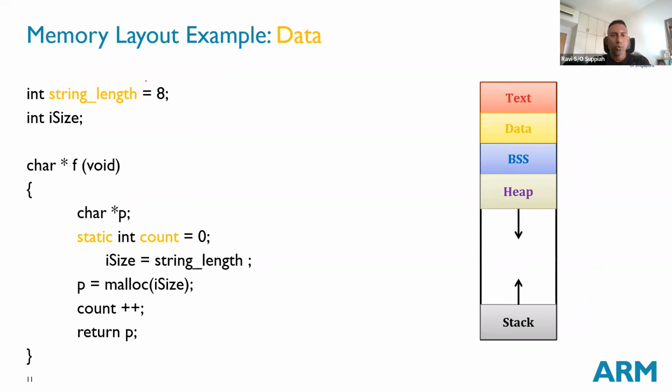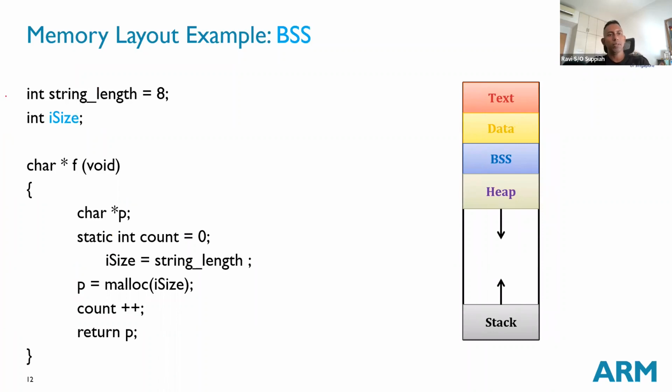Then you have one global variable and one local static variable, which are both initialized. As long as they are initialized with some value, they go into the data segment. Then you also have another variable, which is a global variable but uninitialized, so that goes into the BSS segment.